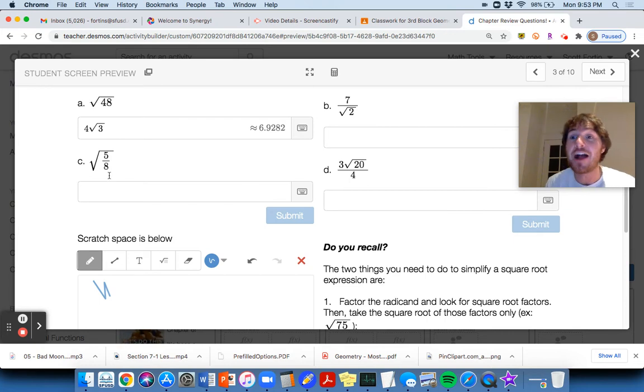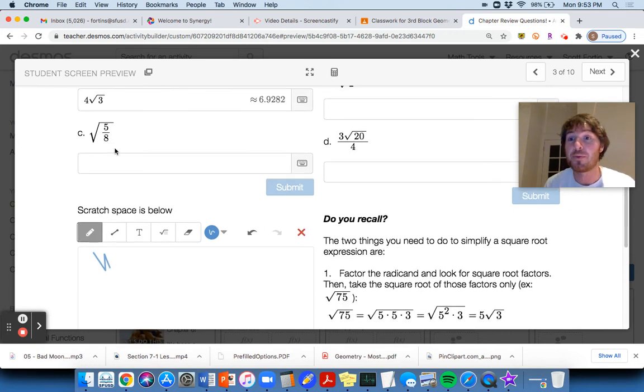This one here, you're going to have to do this one too. People weren't really sure what to do. This whole thing, 5 over 8, is underneath the square root symbol. So what does that mean? Well, there are just a lot of rules in math. This is equivalent to square root of 5 over square root of 8.